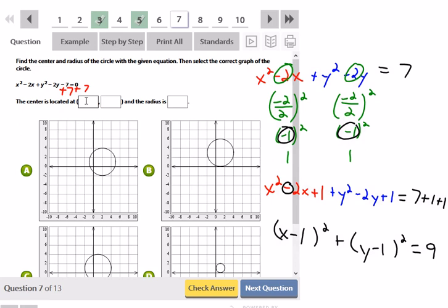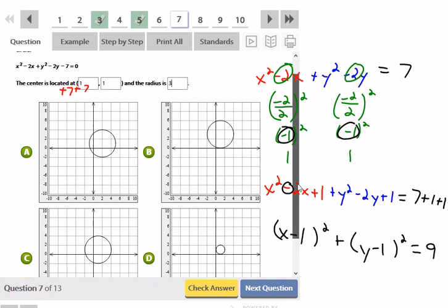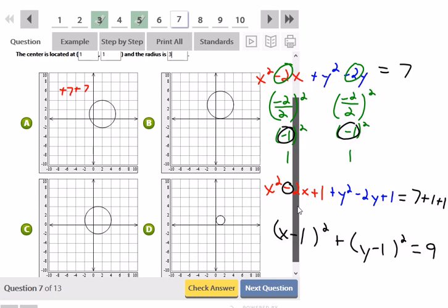So, okay, the center is going to be then, if it's x minus 1, then 1 is the center for the x. 1 is the center for the y. And the radius is not going to be 9 because the 9 is the radius being squared. So the square root of 9 is 3. The radius is 3. So when I look at these pictures, I'm looking for the circle that has a center at 1, 1, and that goes 3 in every direction. Meaning it should go up to 4, to the right all the way to 4, down to -2. It looks like that's going to be C.